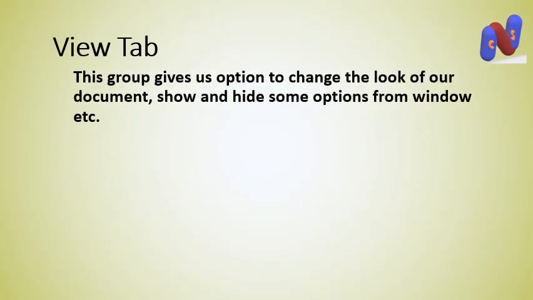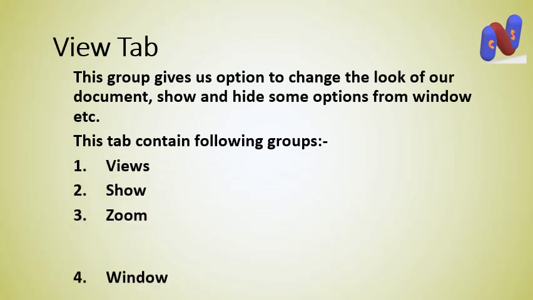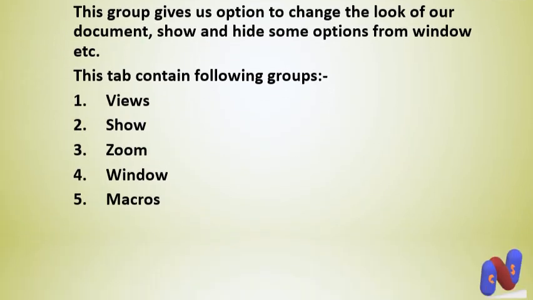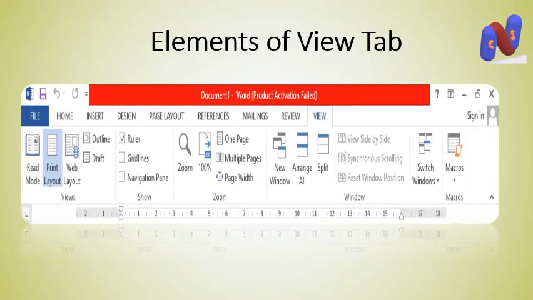Now view tab. This tab gives us options to change the look of our document, show and hide some options from the window, etc. This tab contains the following groups: views, show, zoom, windows, macros. Now the elements of view tab are in the figure you can see. Read mode, print layout, web layout. These are some views in which we can see our particular document. We can apply ruler, grid lines, navigation pane.